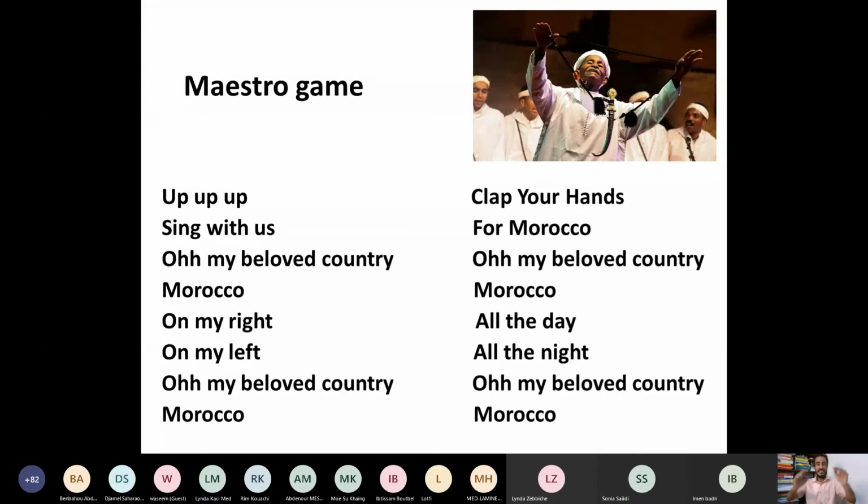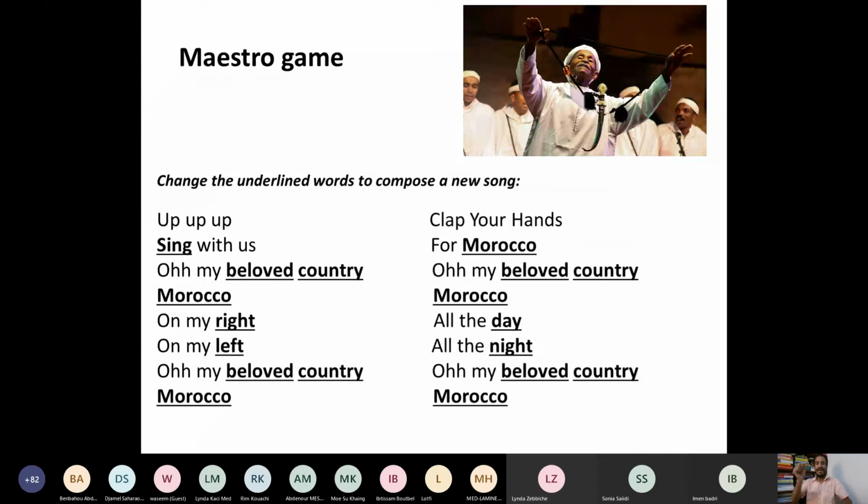Great. Now, I tell my learners, I want you now to work in groups of five or six, and I want one maestro. The maestro is the one who is going to sing, and the other members should repeat like I did as a teacher. I give them this exercise: Maestro game. Change the underlined words to compose a new song with a new rhythm. For example, they have to change what? Sing Morocco, beloved country, Morocco, Morocco, right, the day, left, night.